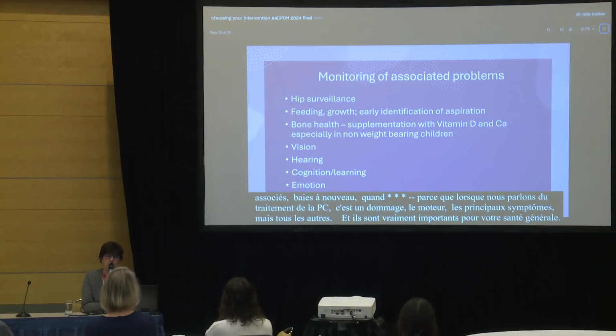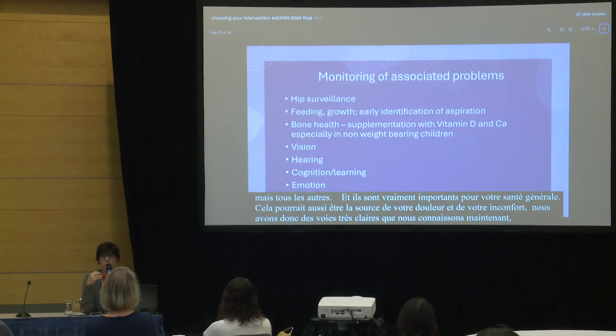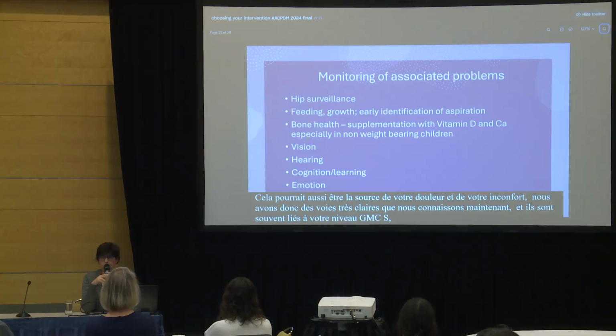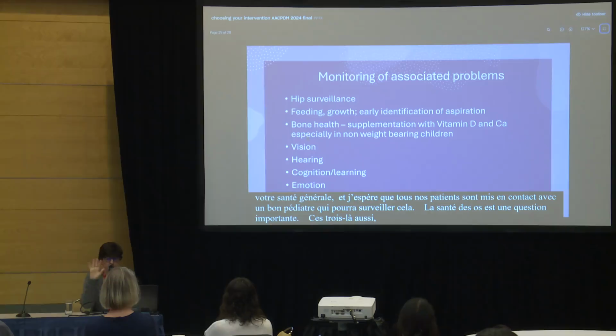So we have some very clear pathways that we know now, and they're often linked to your GMCS level, like the hip surveillance. We know that feeding and growth is really important for your general health, and hopefully all of our patients are linked to a good pediatrician that can monitor that. Bone health is a big one, and again, we have now really nice pathways that you can read up on the AACPD pathway website.